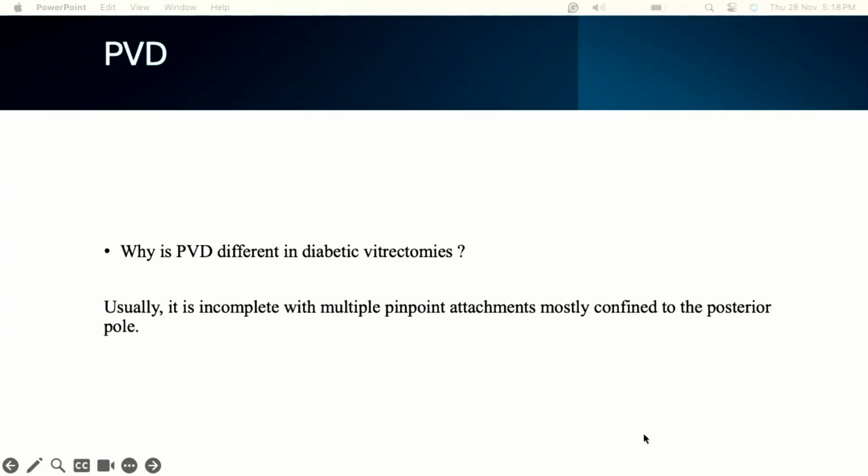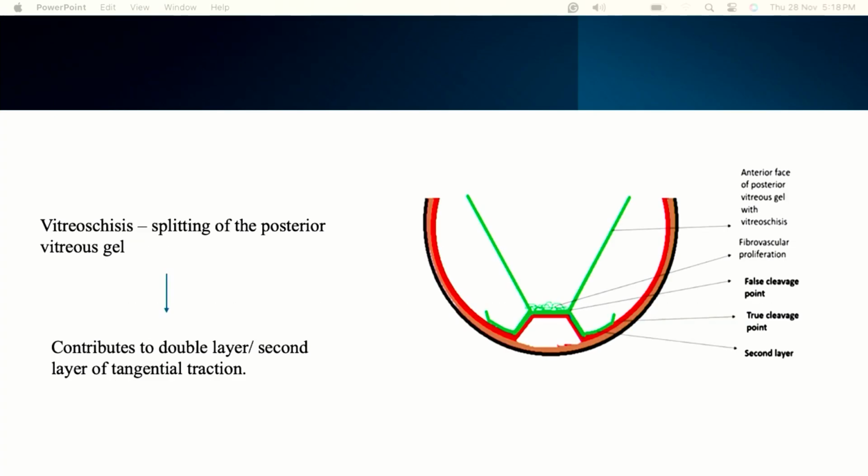So next, coming to PVD. Why is PVD different in diabetic vitrectomies? Because usually it is incomplete, with multiple pinpoint attachments which are mostly confined to the posterior pole. There is also vitreoschisis, which is the splitting of the posterior vitreous gel into multiple layers. It contributes to the double layer of the second membrane, which causes the tangential traction. It can lead to residual vitreous if it is not identified during the surgery, which can reproliferate in the postoperative period and lead to recurrent attachments.